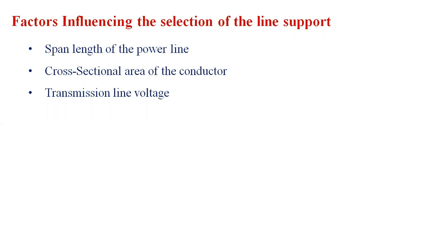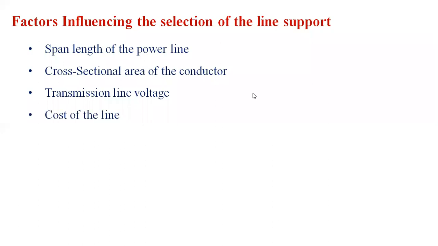For the operating voltage, if it is single phase 230 volt, they will go for the PSCC pole, that is pre-stressed cement concrete pole. If it is a 3-phase 4-wire system, at that time they will go for the RCC pole, reinforced cement concrete pole. Span length and then the transmission line voltage are the major parameters for selecting the line supports.